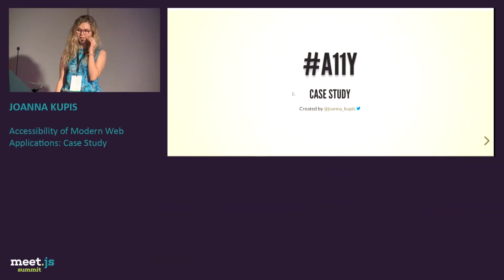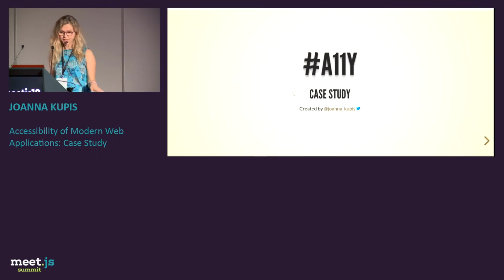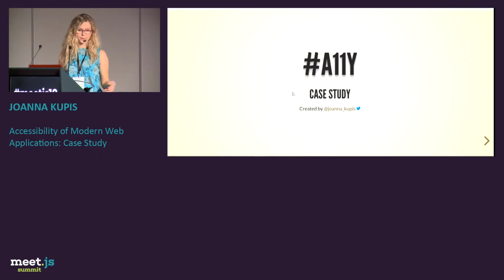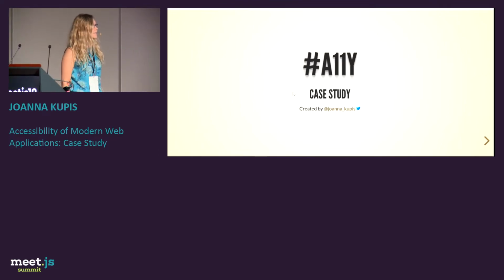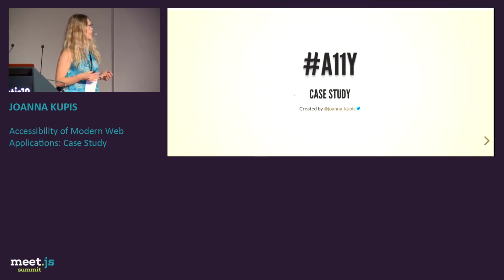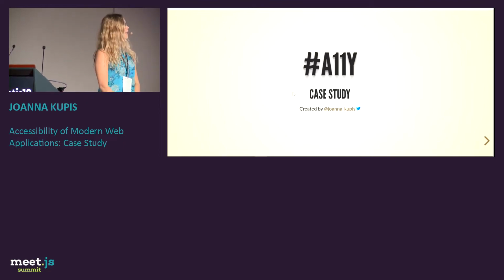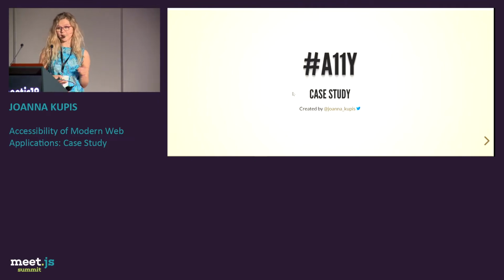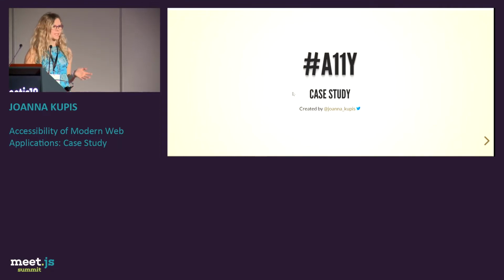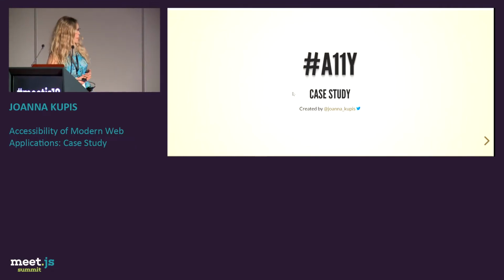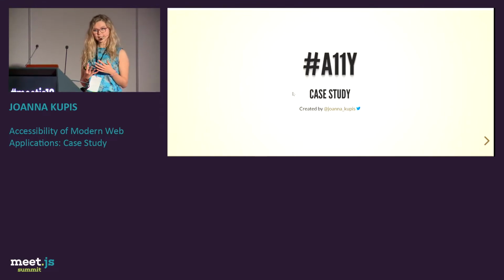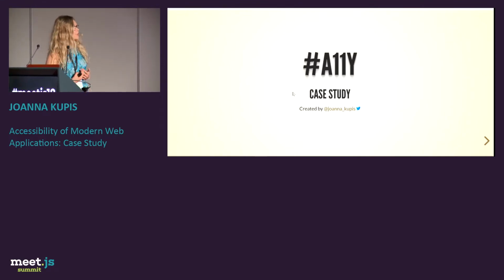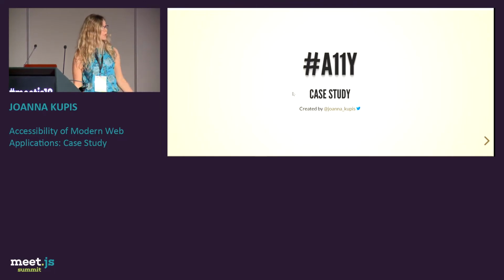My name is Joanna Kupis, and I would like to say a few words about accessibility, because as it was said before, it's a really important topic and it's often skipped during the development phase. And as you can see here, this is the shortcut for accessibility: A, 11 letters, and then Y. And this will be some kind of case study. I will show you examples of how you can easily adjust your web page to be accessible.